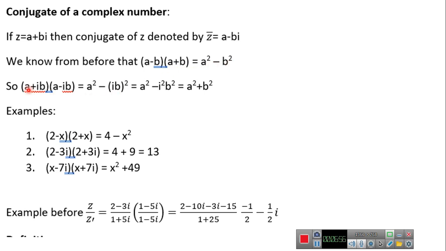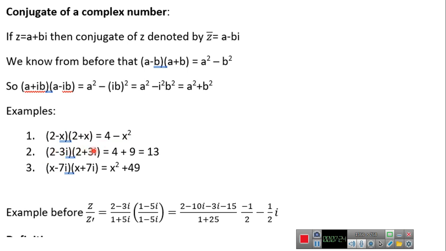Why do we need this? We need this because it is very important when you multiply z by z bar. You know that a minus b times a plus b is a squared minus b squared. So if you multiply a plus ib by a minus ib, you're going to get a squared minus i squared b squared. But i squared is minus 1, so you get a squared plus b squared. So a complex number times its conjugate is always equal to real squared plus imaginary squared.